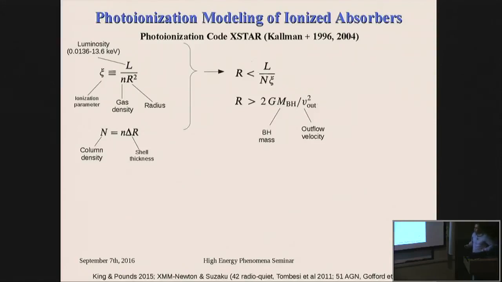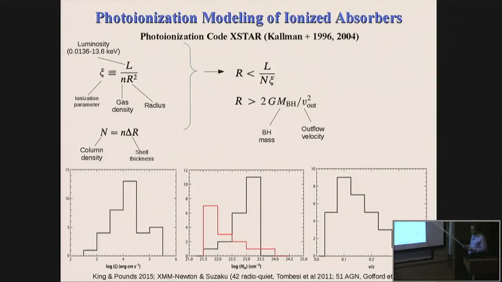The column density is defined by this equation, where delta R is the thickness of the ionized absorber. Using these two equations, we can constrain the upper limit of the ionized absorber, while the lower limit can be obtained by this equation, where M is the mass of the supermassive black hole, and this velocity is the maximum outflow velocity which can be observed in AGN. Here we see the range of parameters for a sample of around 42 radio quiet and 41 AGN from the literature. From this paper, this is the result for ultra-fast outflow.